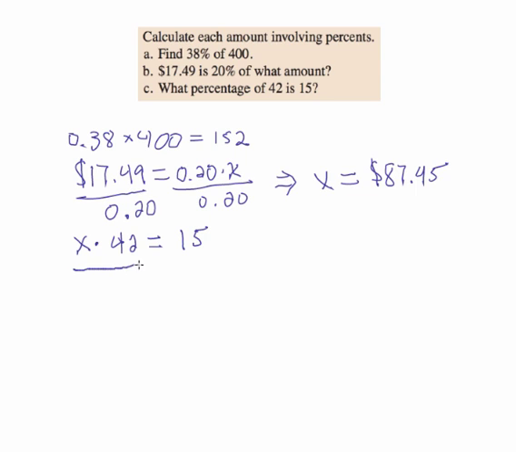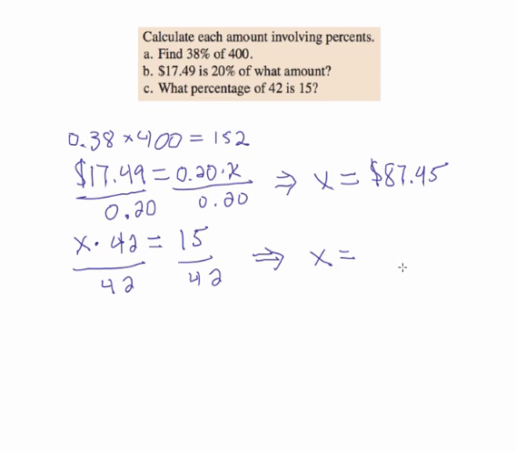Now I again want to find x, which is my unknown percentage. So I use my stellar algebra skills, recognizing I can solve this equation if I divide both sides by 42. And I get x equals 15 over 42. Now in decimal form, when I punch that in on the calculator, I get 0.357142857.